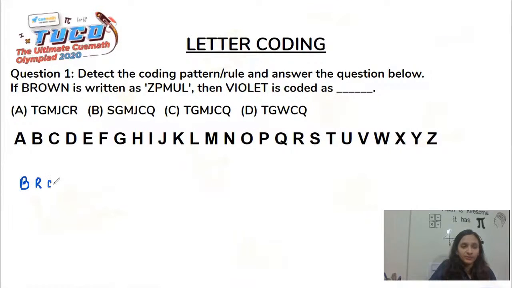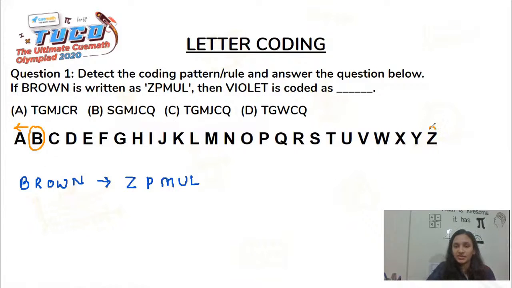So BROWN has been coded as Z, P, M, U, L. Let's locate where B is. This is B. And where is Z? You go back, there is A. If you go round the way back to Z, here is Z. So what have we done? We have skipped one letter backwards to get from B to Z. This is one way of understanding it.